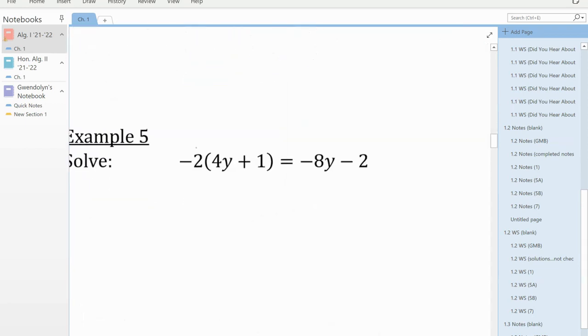What about this one? If I distribute this through, and then I move around and get all my variables on the same side. I'm going to add 8y to both sides. I'm going to add this 2 to both sides. Negative 8y plus 8y, again, is 0 y's, which is just 0. Negative 2 plus 2, also 0. The variable disappeared there, too. Okay.